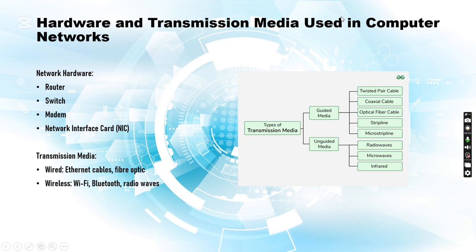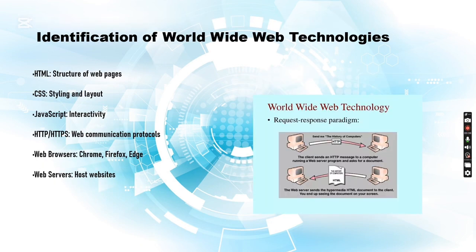Hardware and transmission media used in computer networks. Network hardware: router, switch, modem, network interface card (NIC). Transmission media, wired: Ethernet cables, fiber optic; wireless: Wi-Fi, Bluetooth and radio waves.